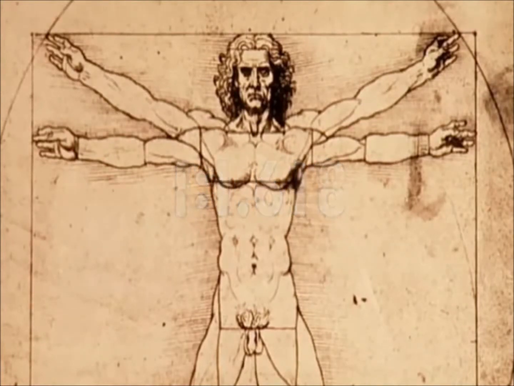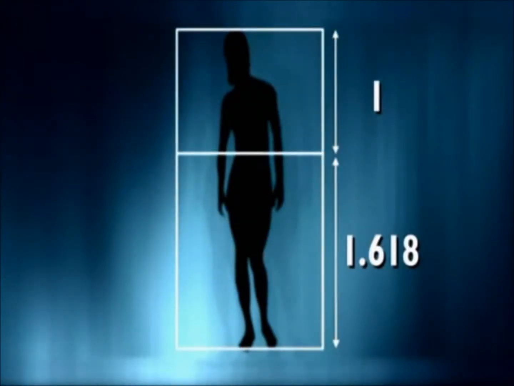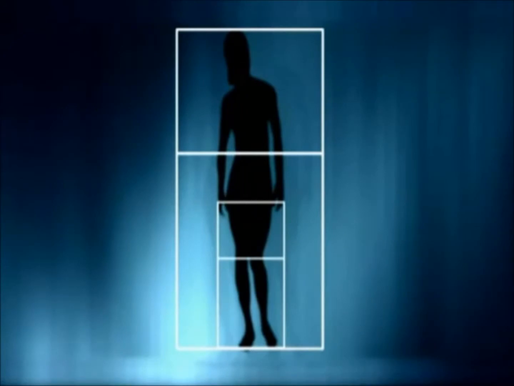1.618. Do something like measure the distance from the floor to your navel, and then from your navel to your head. If you're well proportioned, the ratio should be 1 to 1.618, and that ratio is seen all over the beautiful body. People started noticing it.